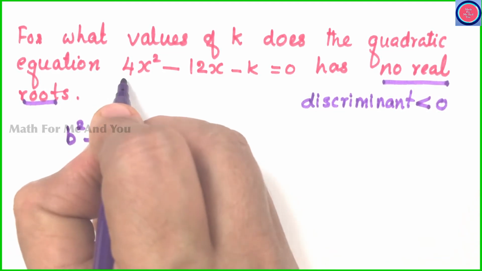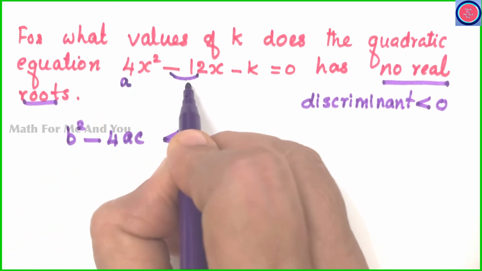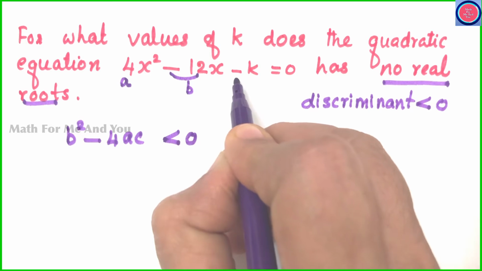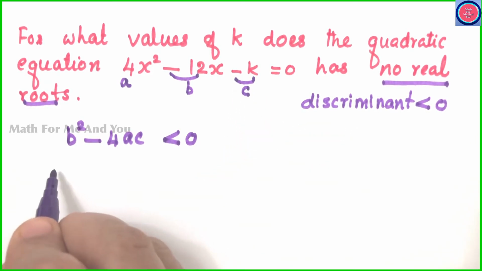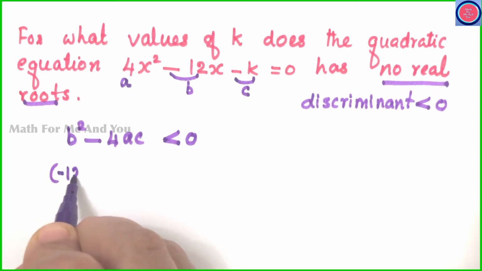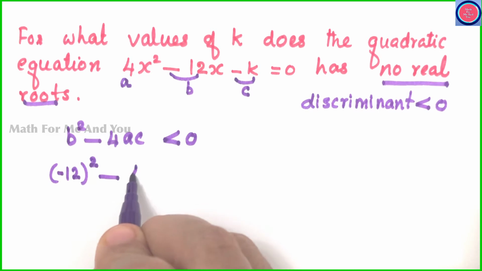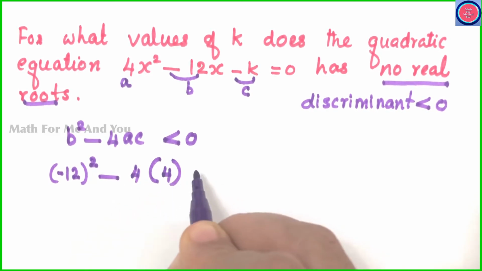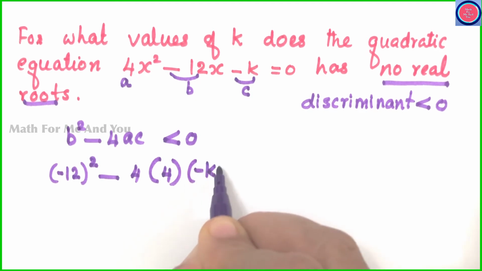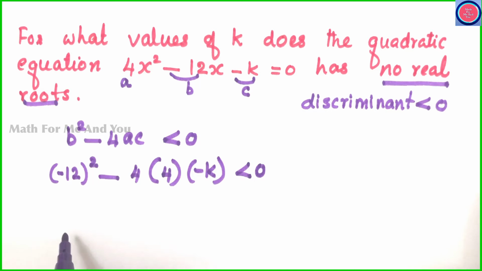First we can write what is a, b and c. a is the coefficient of x square, here it is 4. b is minus 12, that is the coefficient of x. And c, here it is minus k. a, b, c are ready. Replace in this discriminant: minus 12 the whole square minus 4 times a, which is 4, and c is minus k, less than 0. No real roots means less than 0.